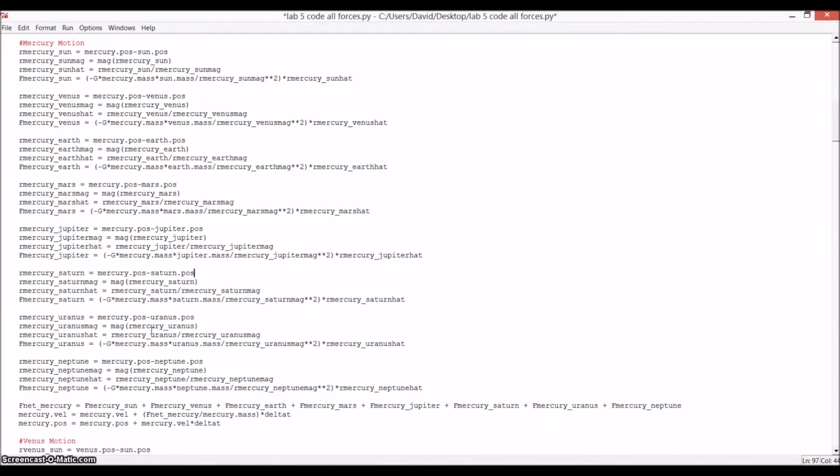My second model was identical to the first, except that I included the forces of gravity from the other 7 planets on each planet, resulting in a total of 64 forces to account for. Also, F net was changed to the addition of all the forces on a particular planet.